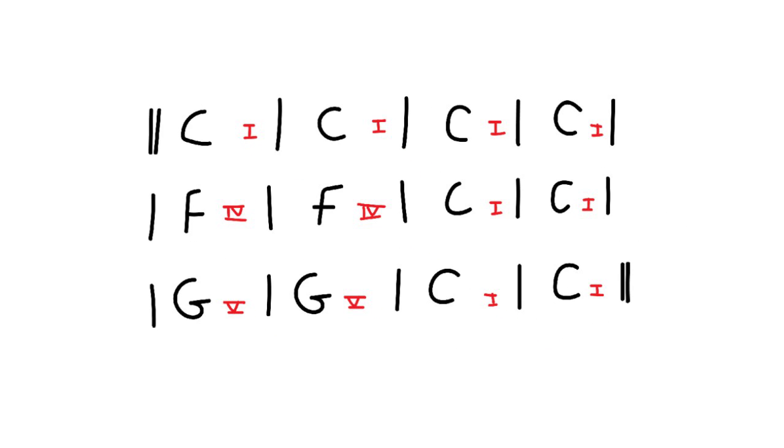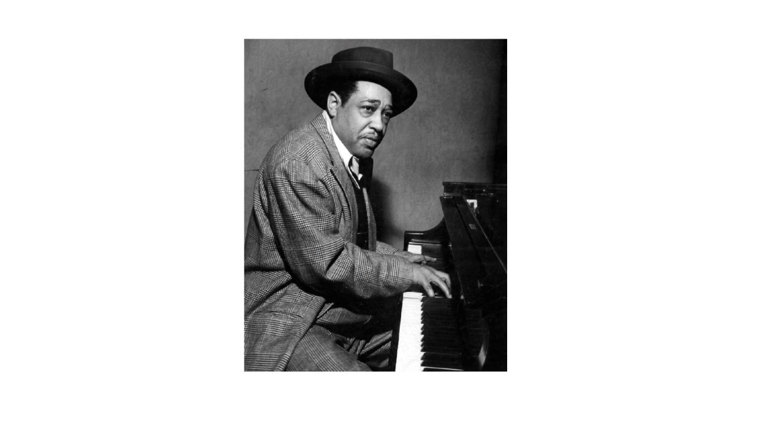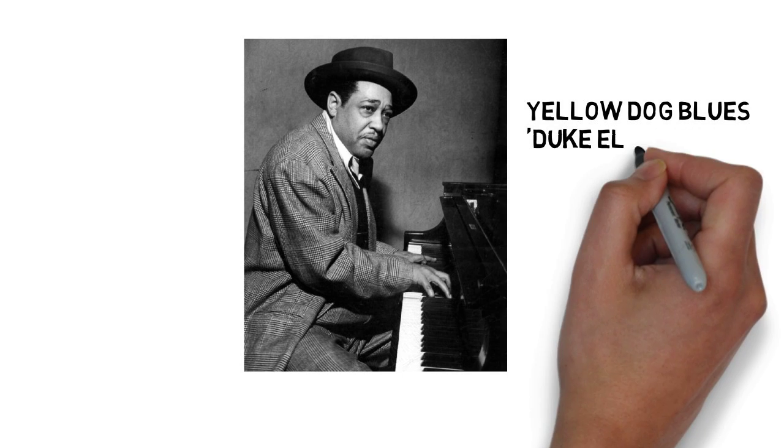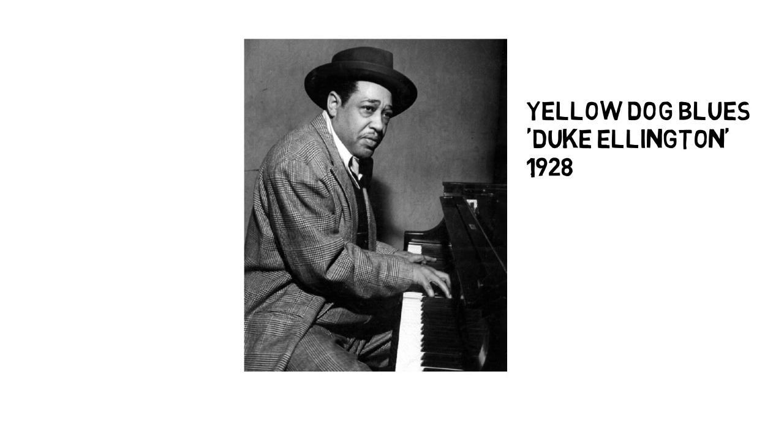This is a basic 12-bar blues in C. There are 4 bars of C, then 2 bars of F, then 2 bars of C, then 2 bars of G, and 2 more of C to end. 12 bars in total. Let's hear this in a blues by the king of jazz, Duke Ellington. It is called Yellow Dog Blues and it's 1928. See if you can follow the chart as you listen to the music.